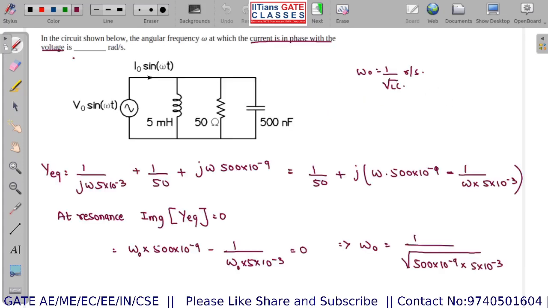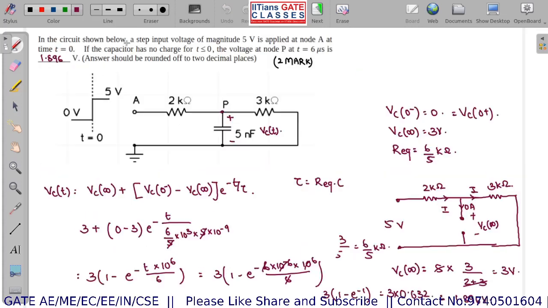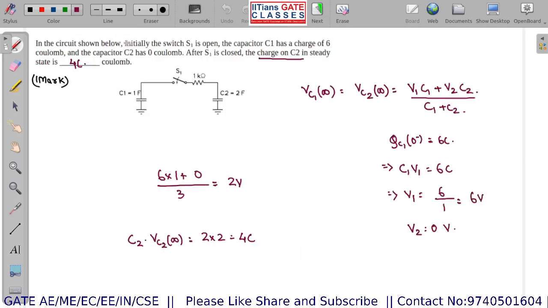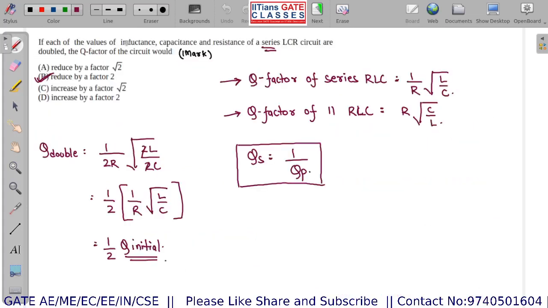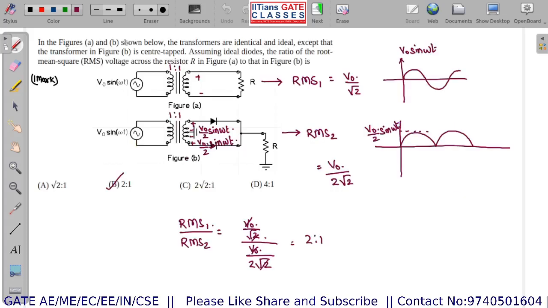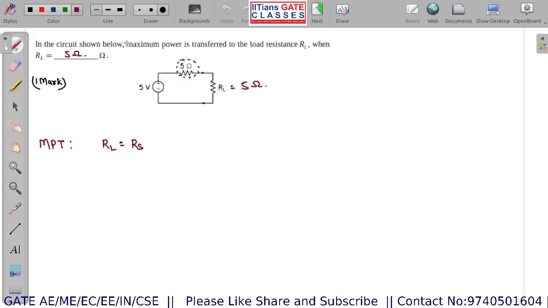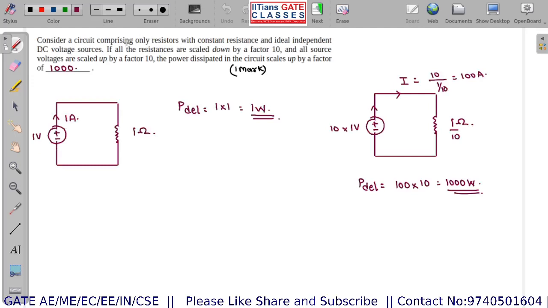So the answer to this question is 20,000 radian per second. This was also a good question and there are no difficult concepts involved. You can see a good number of questions have been asked. This is a 2 mark question, this is also a 1 mark question. So around 9 marks worth of questions on average have been asked to instrumentation, and all the questions are very simple if you have basic knowledge of your circuit theory.